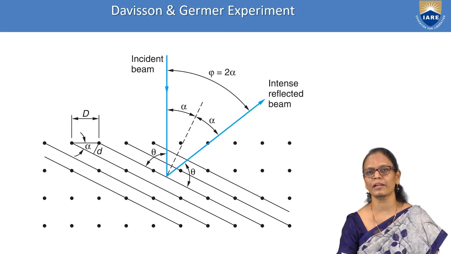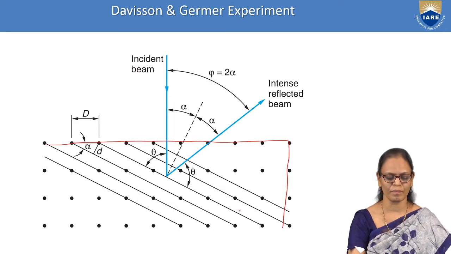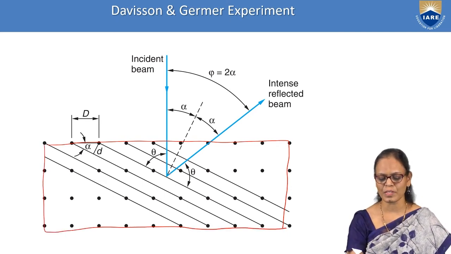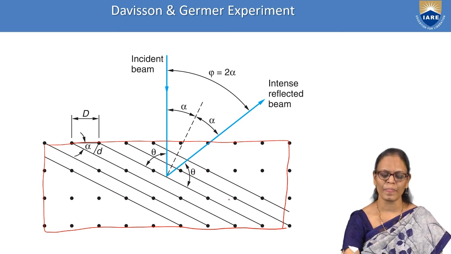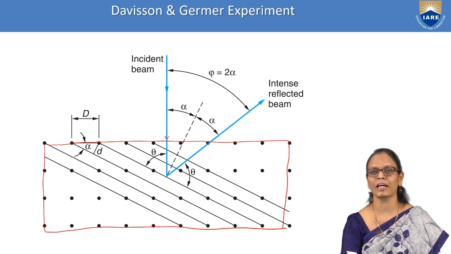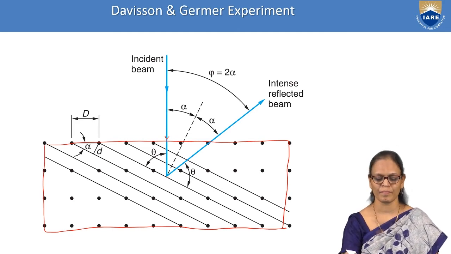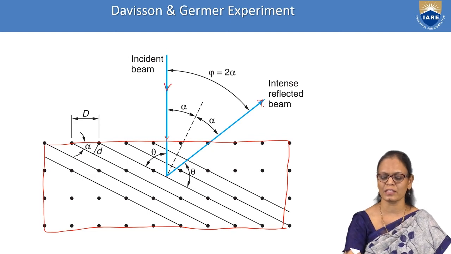Now, if you see the diagrammatic representation, this is the nickel crystal we have taken. This is the crystal with different atoms, and these lines which we show are the crystal lattice planes. This is one plane and this is another plane. Now the beam is coming and striking the target. Suppose I am taking the reflection from this plane. The beam is incident and it is reflected like this.